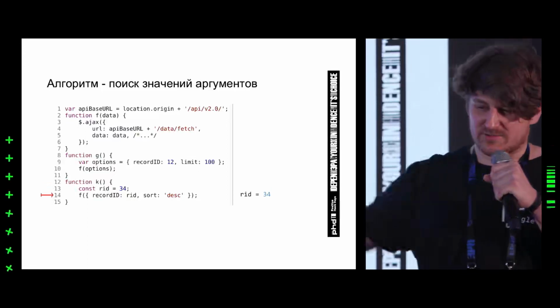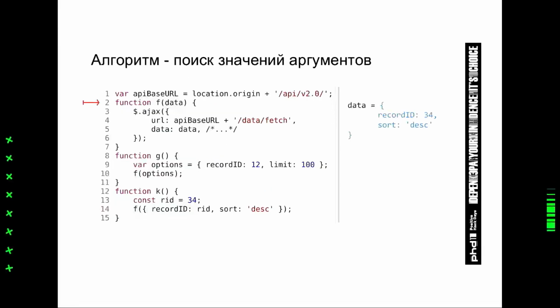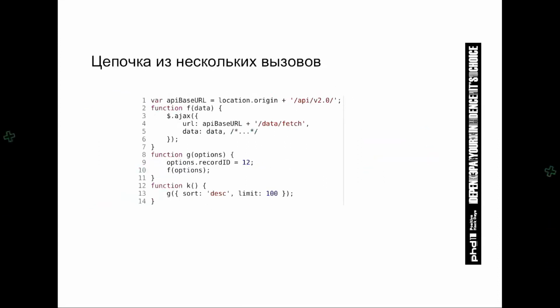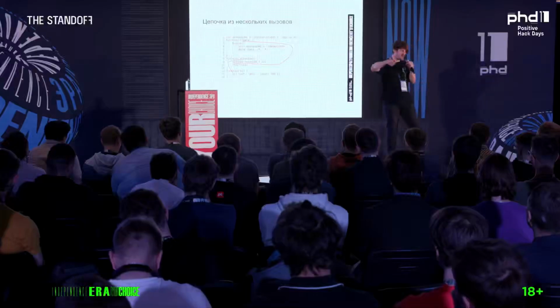Then there is this read variable. It goes to f, and then we go once again to f, and we get another set of arguments. Sometimes there is a chain of several calls. Function f is called from G, and G is called from K. How do you detect that?